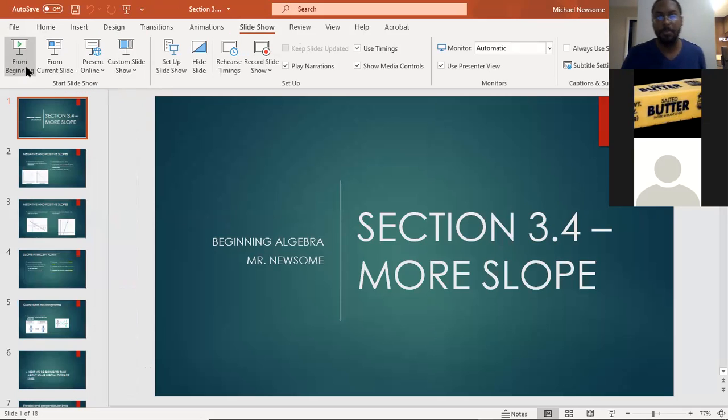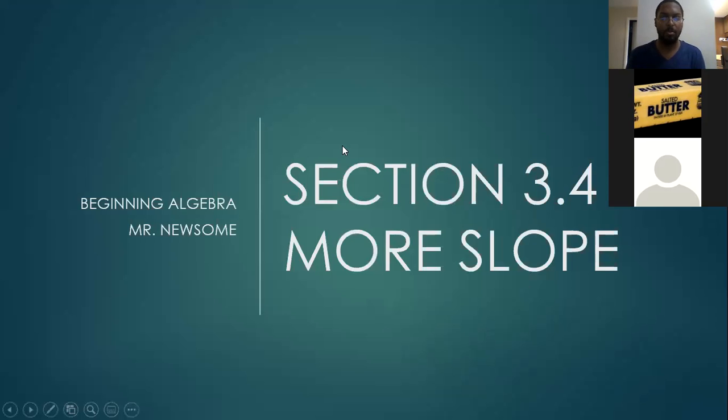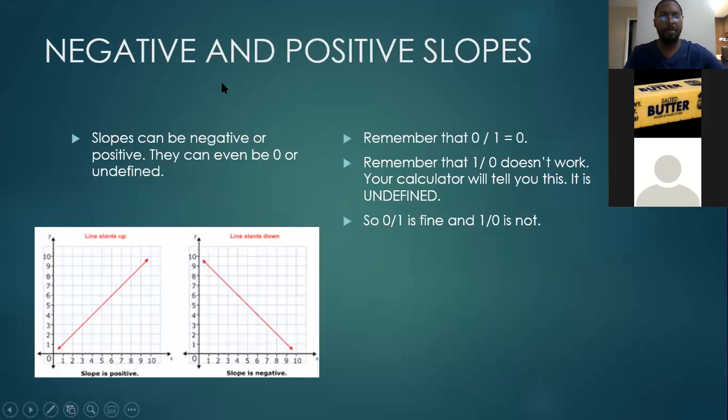All right. This is the second part of section 3.4. More slope, because slope never goes away. It's always there just doing stuff. It's kind of like algebraic equations. You're like, go away. No, you're always doing that kind of stuff, like in chapter 2.